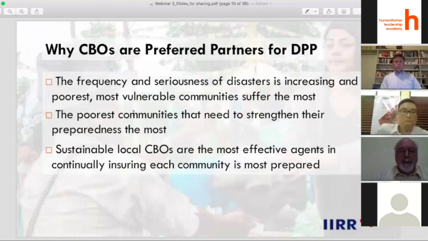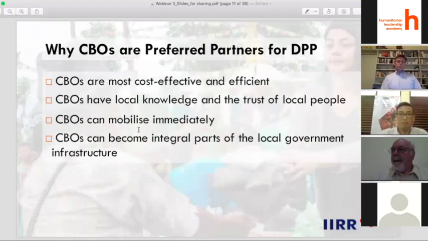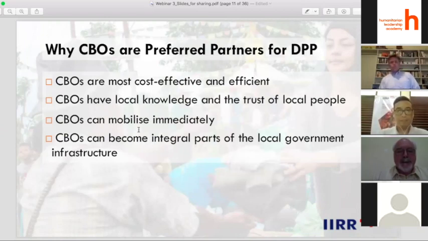And sustainable local CBOs are the most effective agents in ensuring that communities are most prepared and continue to work on their preparedness on an ongoing basis. CBOs themselves are more cost effective and more efficient than other types of organizations, particularly those not based in the community. CBOs have local knowledge, of course, and normally they have the trust of local people. Certainly if they are surviving and sustainable, they have the trust of local people. CBOs can mobilize immediately. They are part of the community. They can also become integral parts of the local government infrastructure and recognized as assets at the community level, both for participating in disaster preparedness and response, but also in sharing local government resources that are quite often a donor to local CBOs and not to other kinds of organizations.